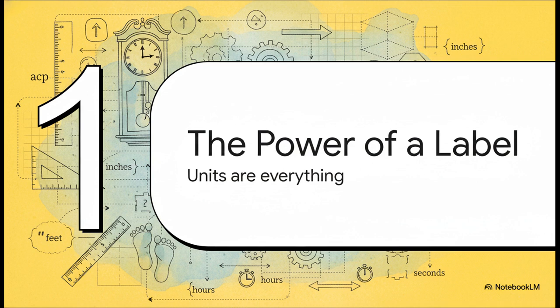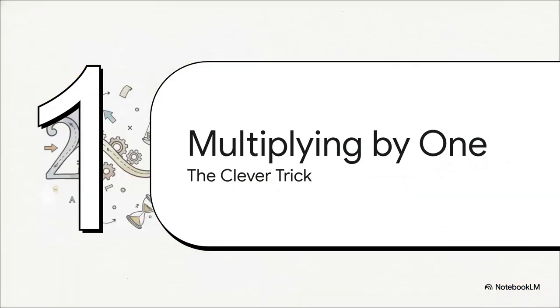The real power here isn't just knowing that a foot and an inch are different. It's knowing how to perfectly transform one into the other, and that leads us to a really clever trick. Which is what this whole second section is about. I call it the magic of multiplying by 1. Honestly, this is the secret sauce. The entire technique of dimensional analysis is built on this one simple, incredibly powerful idea.